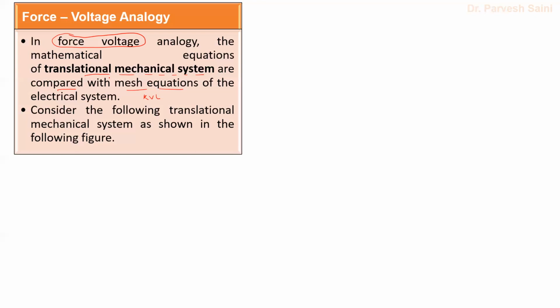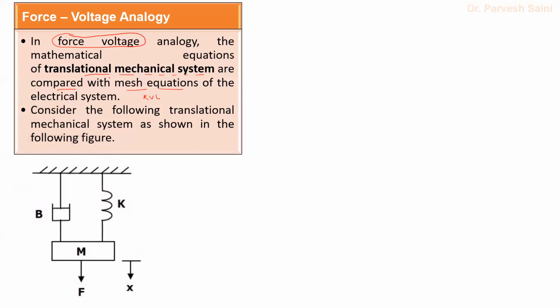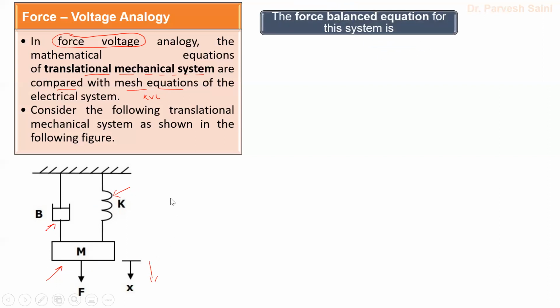Now let us consider a mechanical system as shown here. In this particular system we have a mass, a damper, and a spring. This is a body with mass m, and this is the spring, right? So m is the mass of the body, k is the spring constant and b is the friction coefficient, right? Now when a force is applied on this body of mass m, it gets some displacement x, right? So it gets displaced downward. Now let us try to find out its mathematical equation.